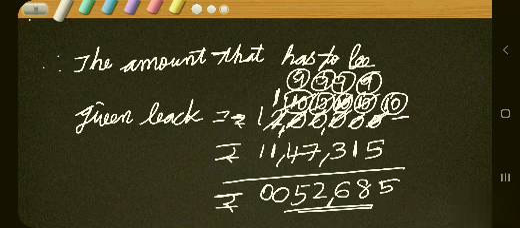Have you understood? 10 minus 5, 5. 9 minus 1, 8. 9 minus 3, 6. And 9 minus 7, 2. 9 minus 4, 5. 1 minus 1, 0. And 1 minus 1, 0. This much rupees is our final answer.